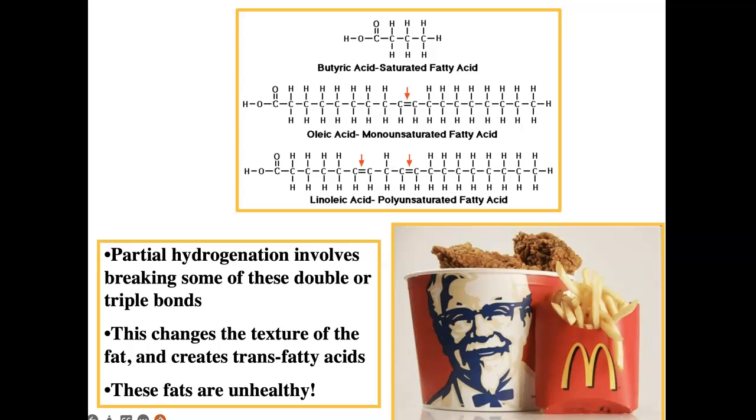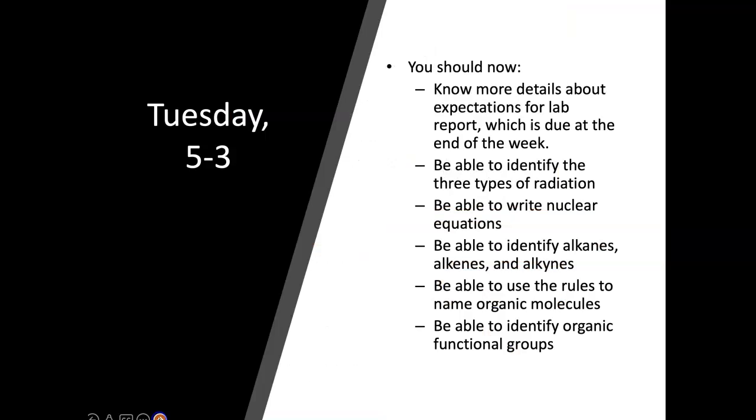And so one of the things that especially restaurants do with fats is hydrogenate them. So they break some of these double bonds or triple bonds to change the texture of the fat. This is how they created something that you've probably heard of, called trans fat. Often these fats are unhealthy when they're changed.